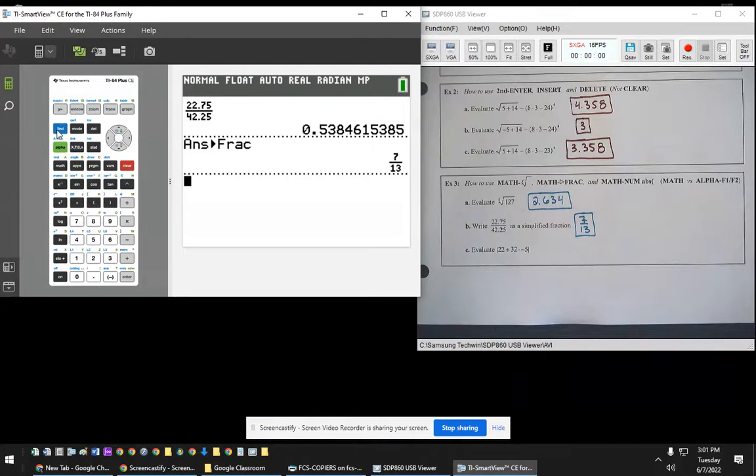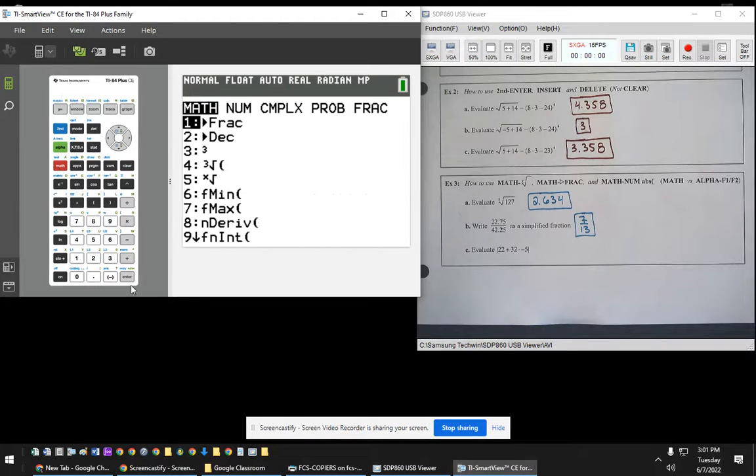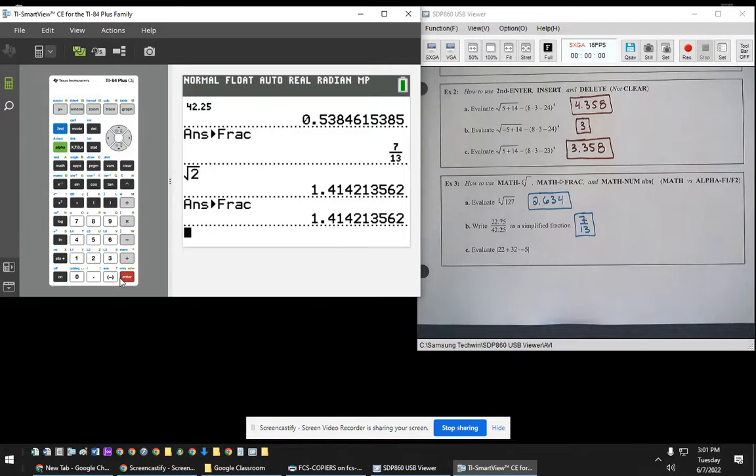Now, this doesn't always work with every number. For instance, if you take the square root of 2 and you get a decimal and try to frac that back, it never turns into a fraction because that's what we call an irrational number. It can never be written as a ratio of two integers.